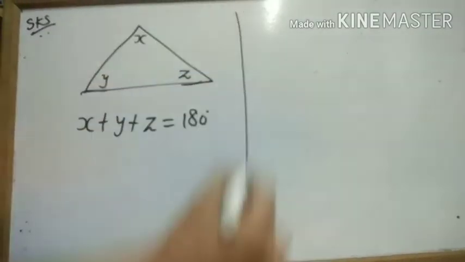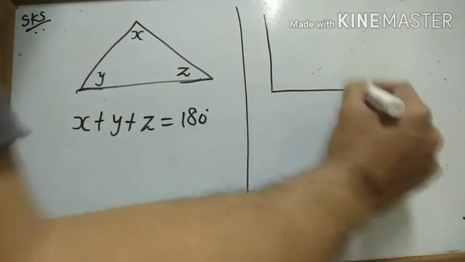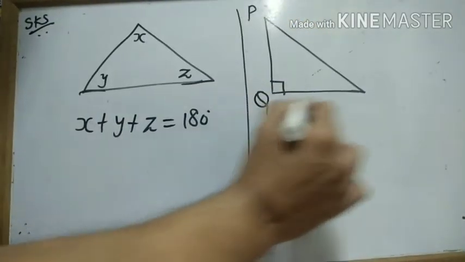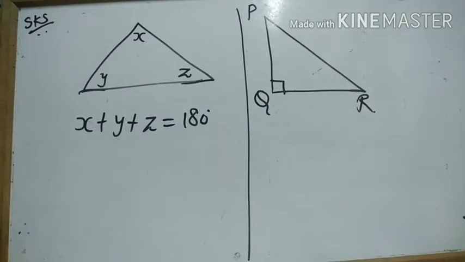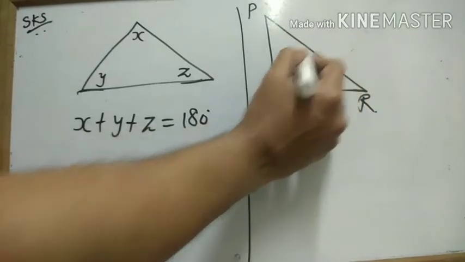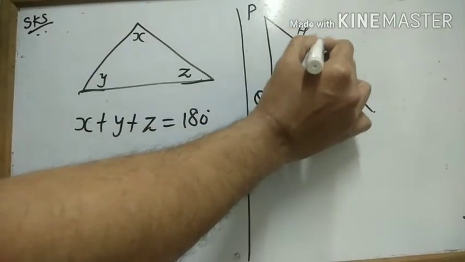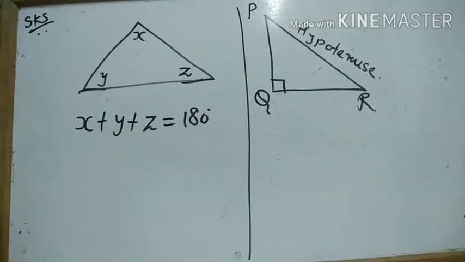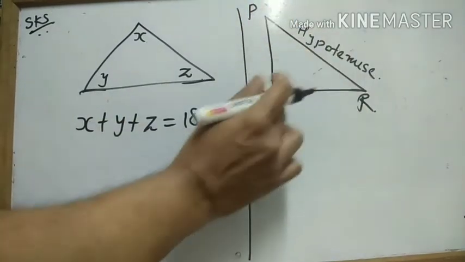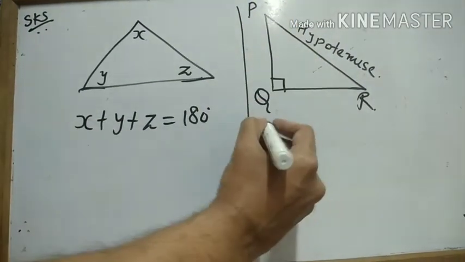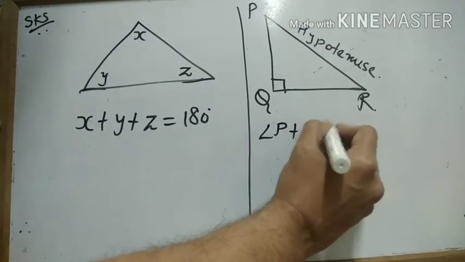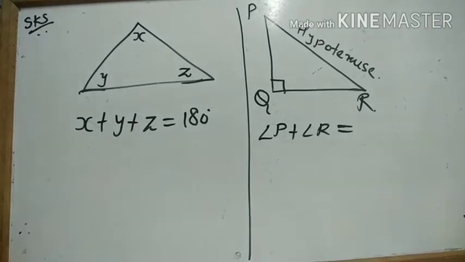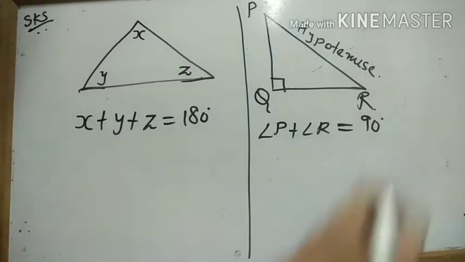Now, I will take a right angled triangle, say triangle PQR, where angle Q is 90 degree. Obviously, side opposite to angle Q will be labeled as hypotenuse. So, out of three angles, one angle is 90. So, angle P plus angle R. If I take sum of the remaining two angles except the right angle, that is angle P and angle R, if I add up, it will be 90 degree.